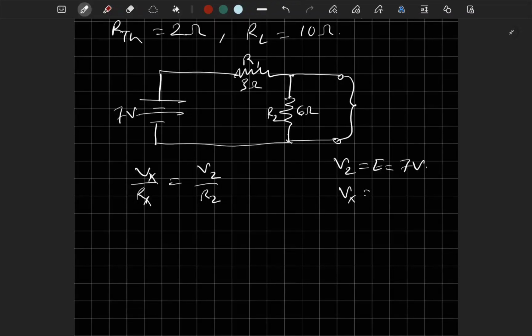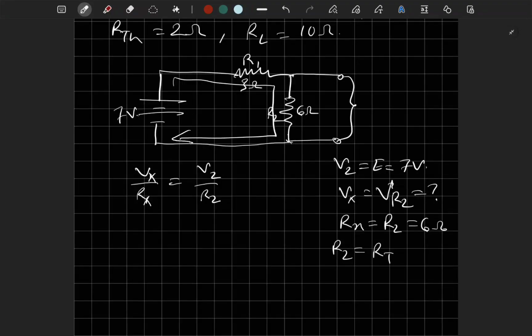So Vx is equal to, we will find this, so Vx is the voltage across R2. You can write VR2 is equal to 1. And Rx is R2, so that's 6 ohms. And R2 indicates total resistance, so RT. And total resistance is, of course, in series here. So that's R1 plus R2. That's 3 plus 6, so 9 ohms.